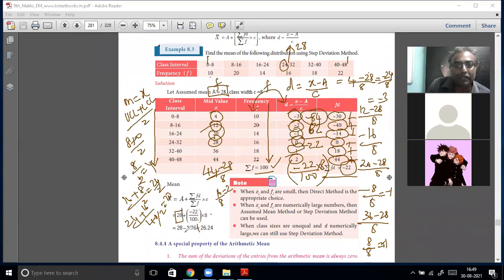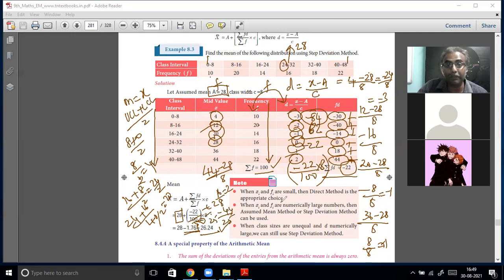Okay. So that becomes 50 by 4, 25 by 2, minus 44 by 25. That is equal to minus 1.76. So 28 minus 1.76 is 26.24. Correct answer. Very simple. Okay. So when x and f are small, then you use the direct method.